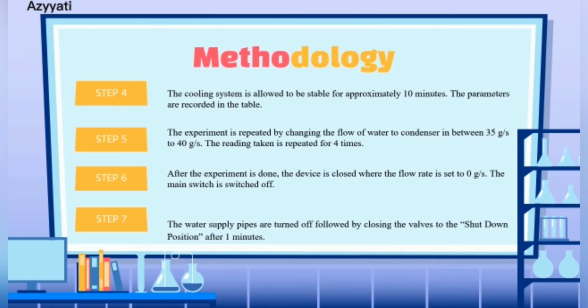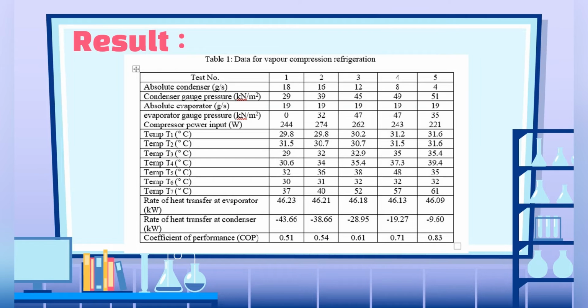Step 5. The experiment is repeated by changing the flow of water to the condenser from 35 grams per second to 40 grams per second. The reading is taken and repeated 4 times. Step 6. After the experiment is done, the device is closed, where the flow rate is set to 0 grams per second and the main switch is switched off. The last step, the water supply pipes are turned off, followed by closing the valves to the shutdown position after 1 minute.